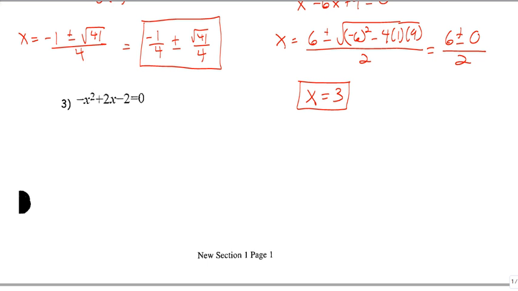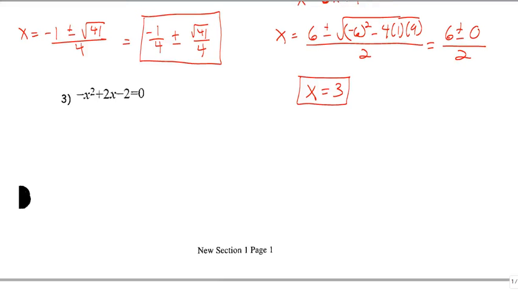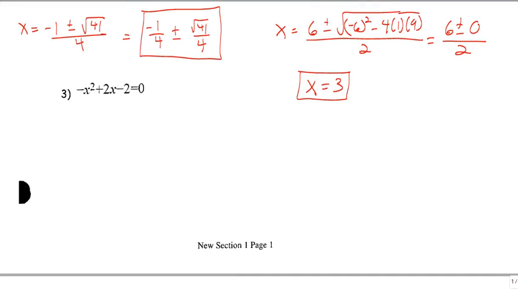let's do this one. Again, if you don't like using a negative coefficient for x squared, you can simplify it by dividing everything by a -1. However, you can use it the way it is also. So, x equals opposite b plus or minus the square root of 2 squared minus 4 times -1 times -2, all over 2 times -1.